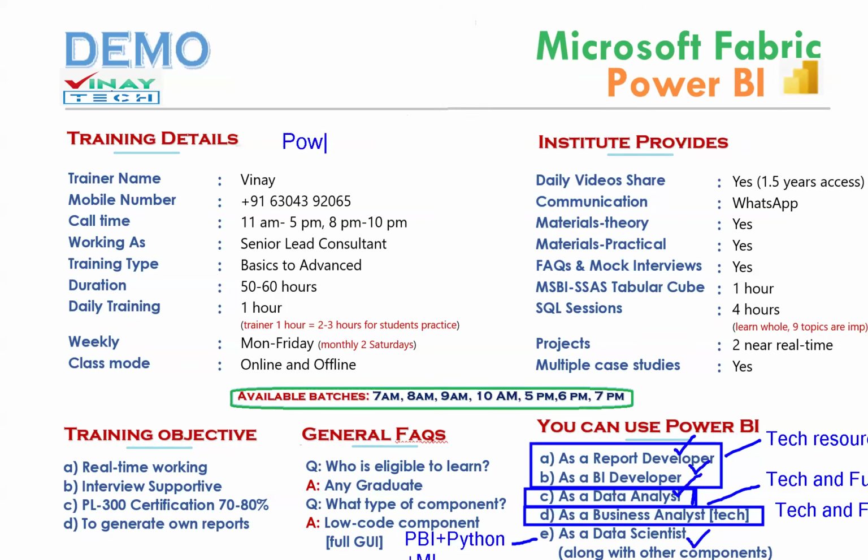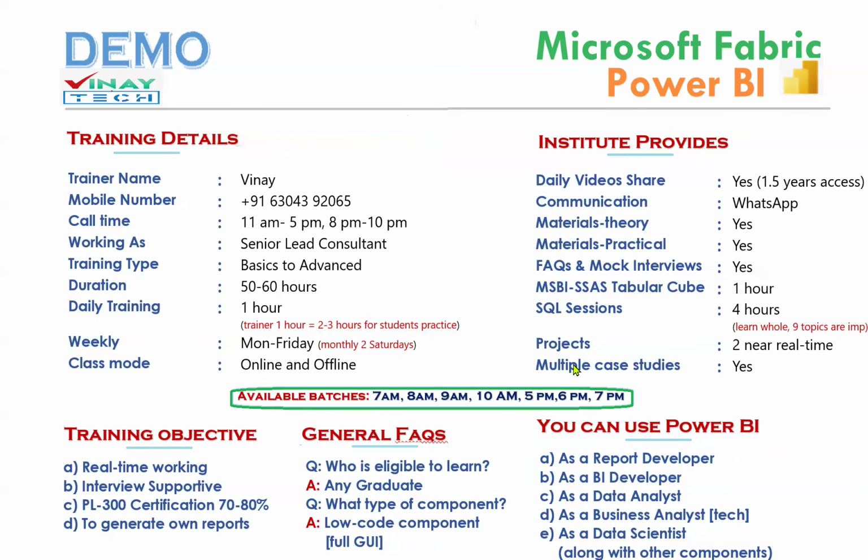More opportunities, Power BI plus SQL, more and more. Try to be confident in these two. If you want to try as a scientist, then only you require Python, machine learning, and many other things. Otherwise, not required. Scientist is different, analyst is different, and developer is different. At developer level, more practical, more Power BI components we use. So this is the basic understanding from this demo part.